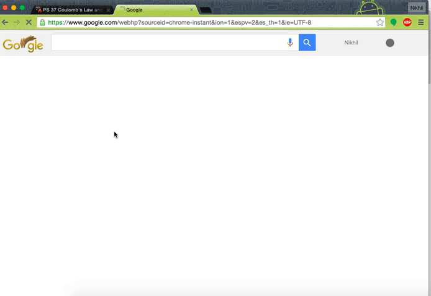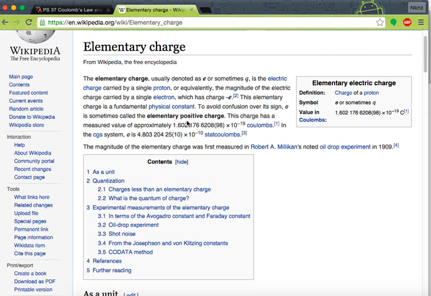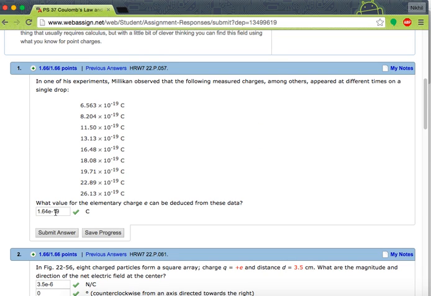Elementary charge e is equal to 1.6 times 10 to the minus 19. So yeah, it should be close to that. And as you can see, mine's decently close, but it's not exactly. So how do you get this from the data?